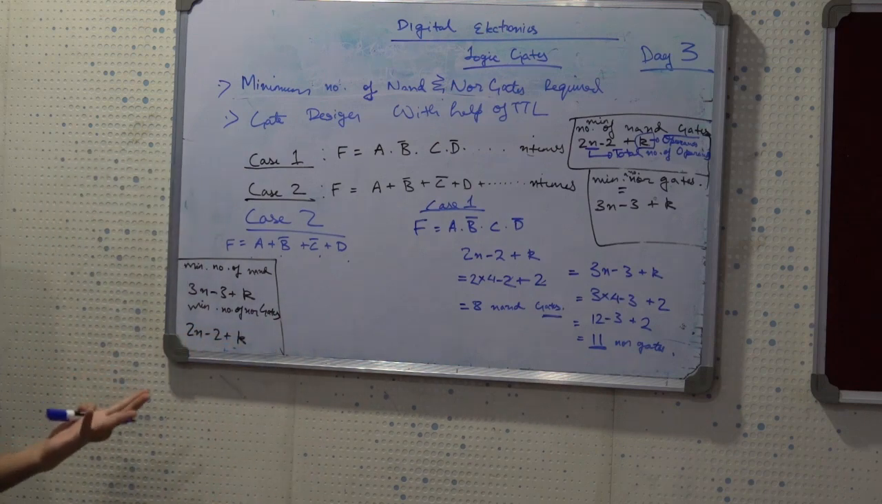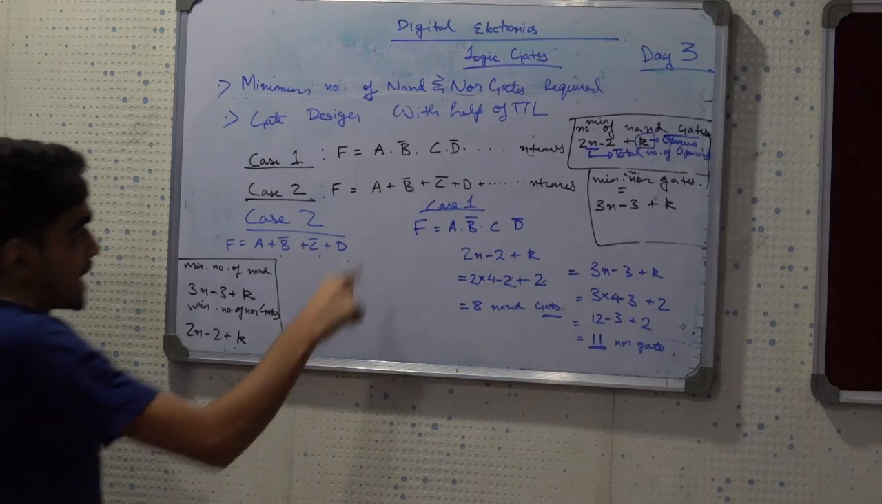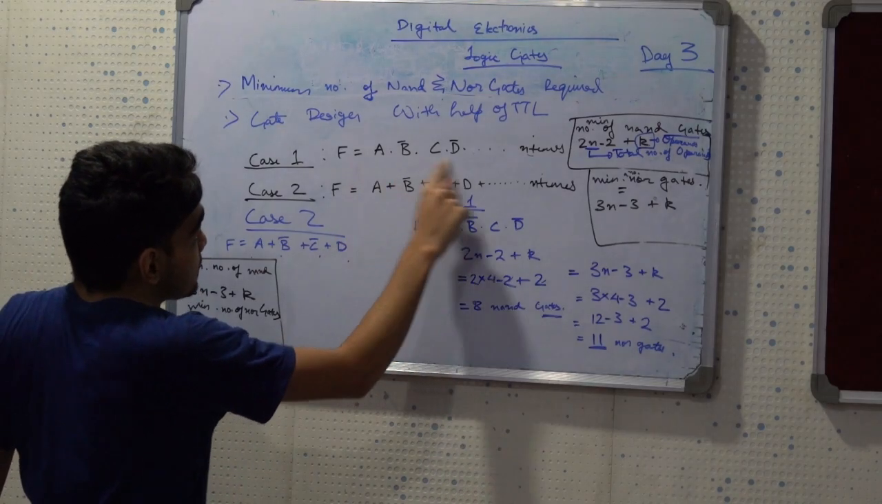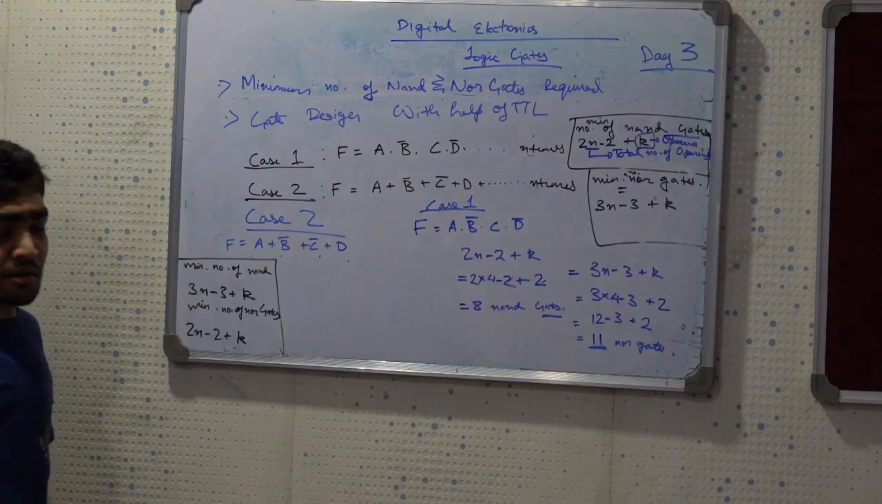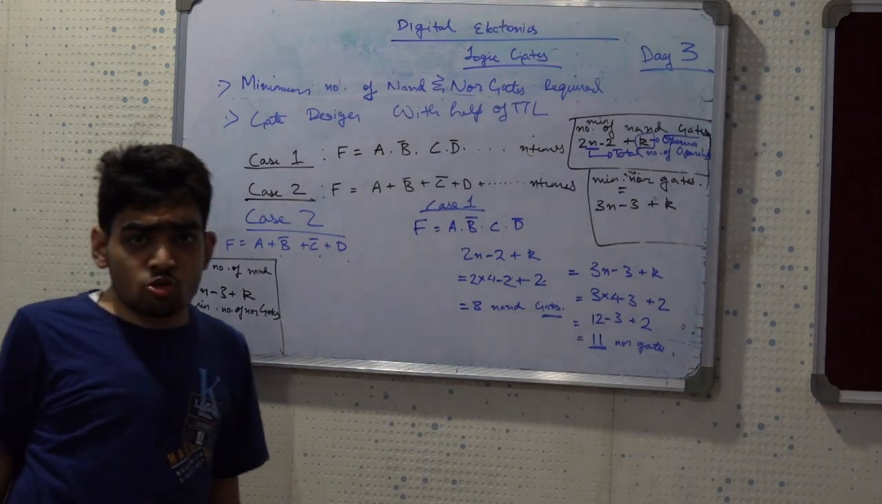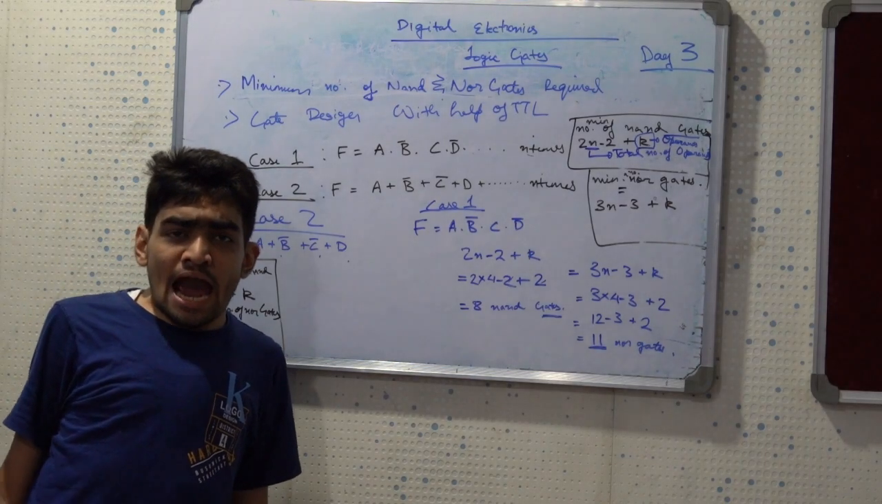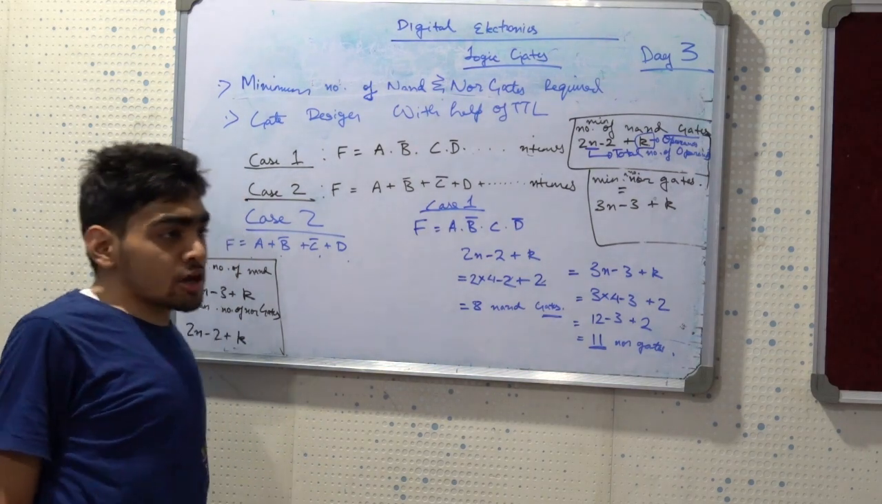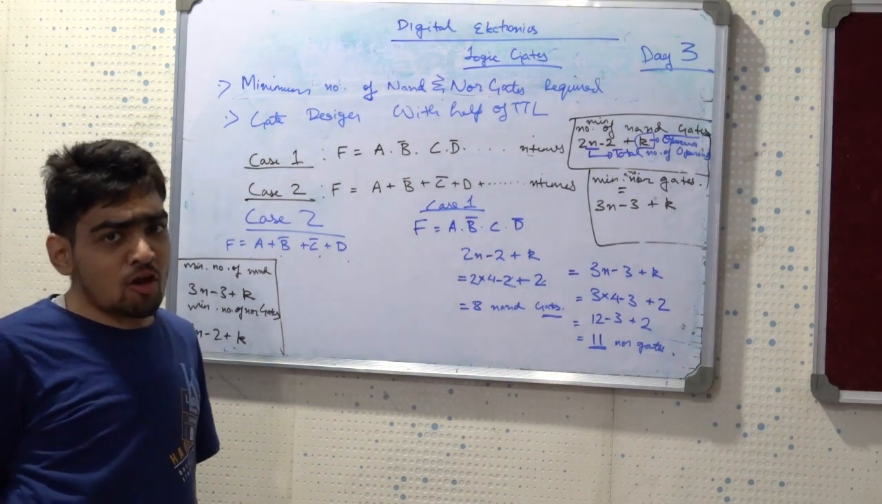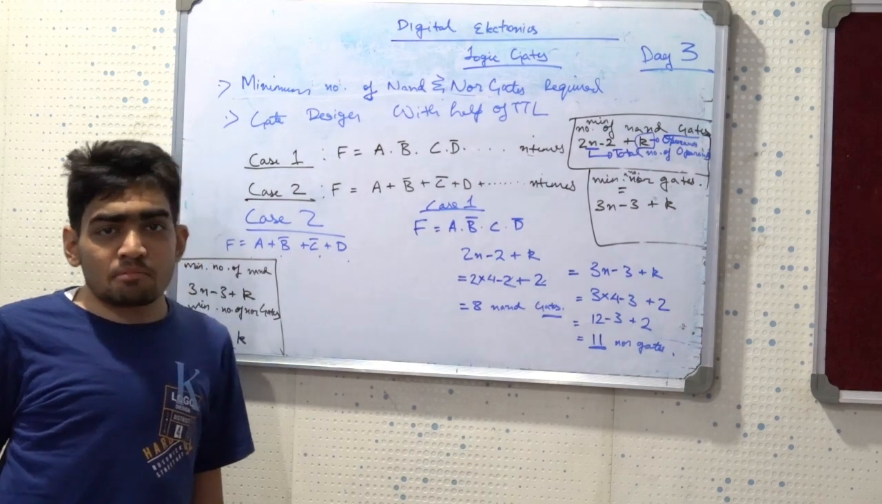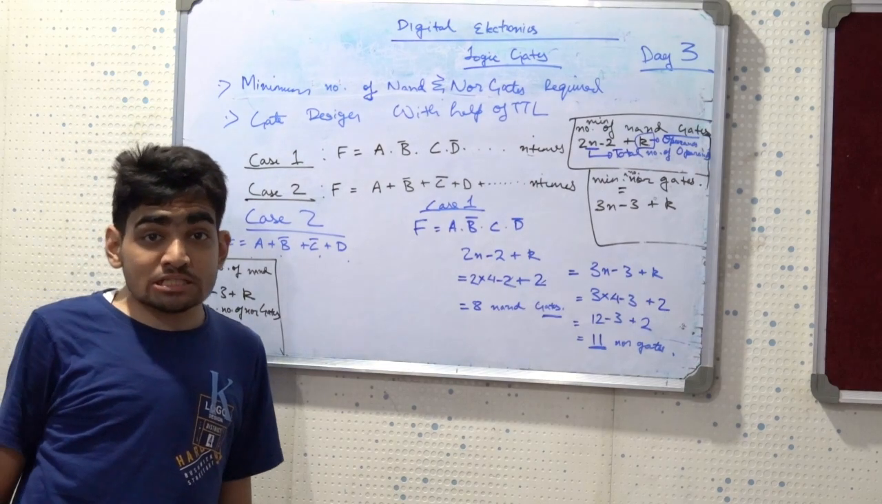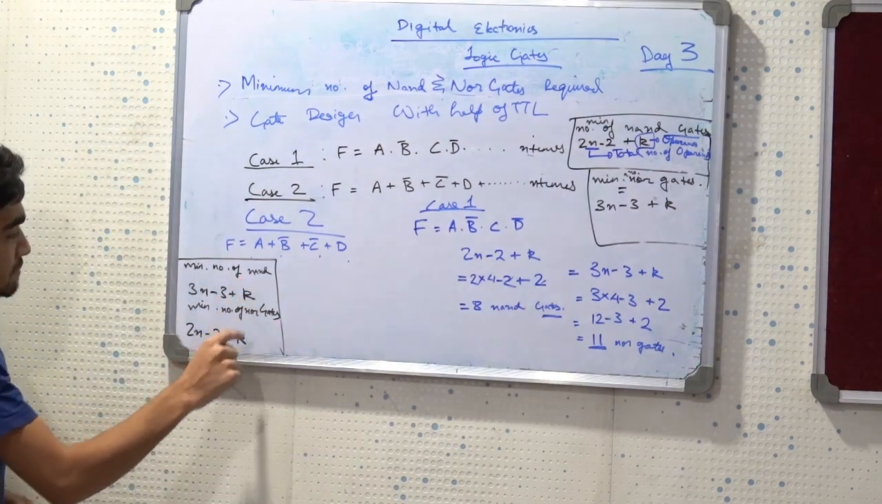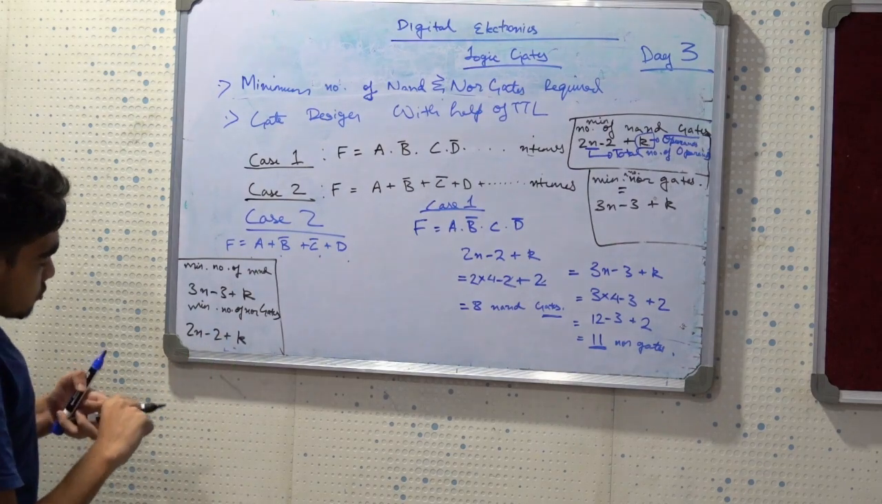So this is the opposite. Whenever we have an AND operation, the minimum number of NAND gates is 2n minus 2 plus k, and the minimum number of NOR gates is 3n minus 3 plus k. Just vice versa for an OR operation, the minimum number of NAND gates is 3n minus 3 plus k, and the minimum number of NOR gates is 2n minus 2 plus k.